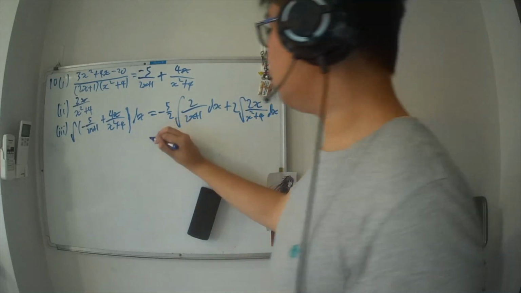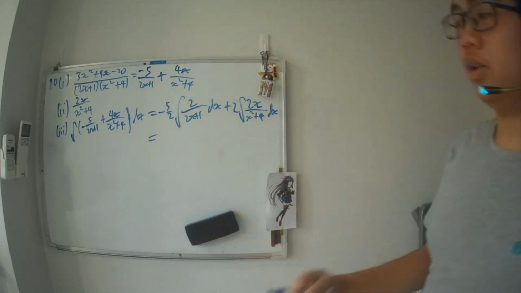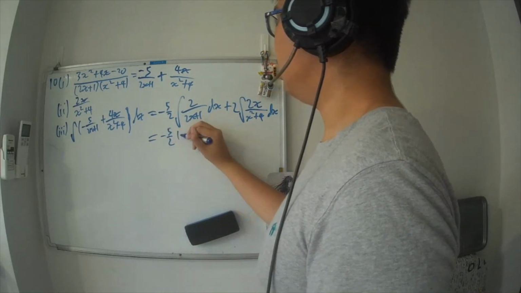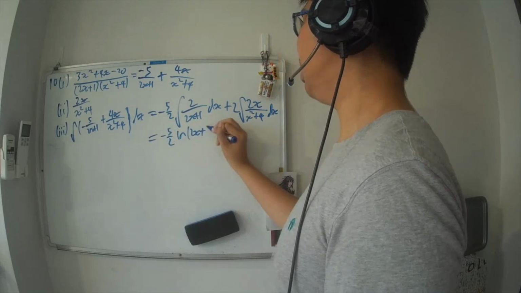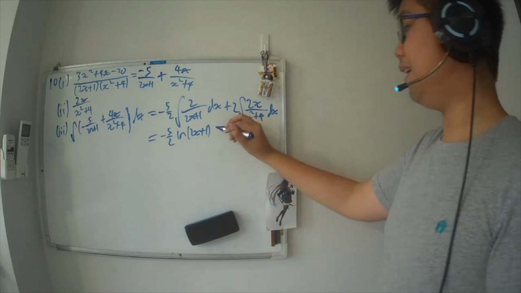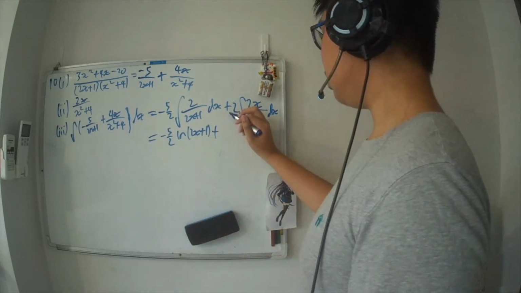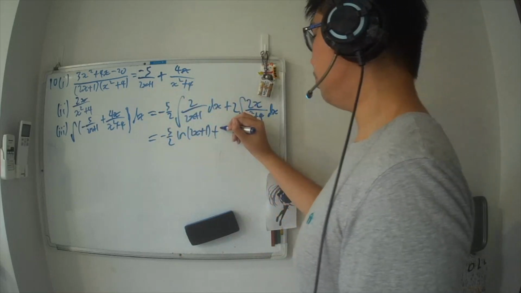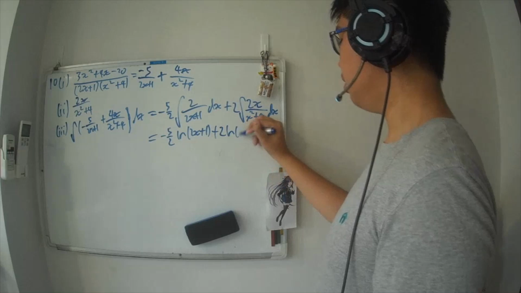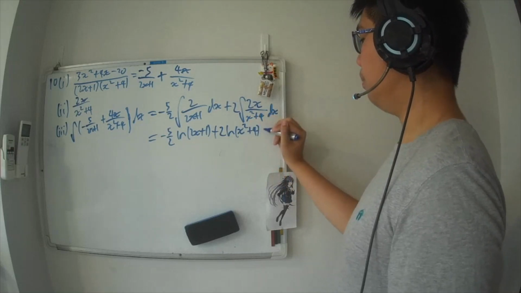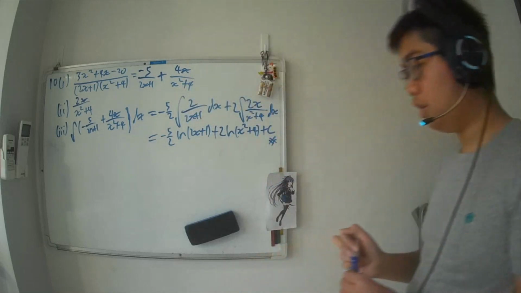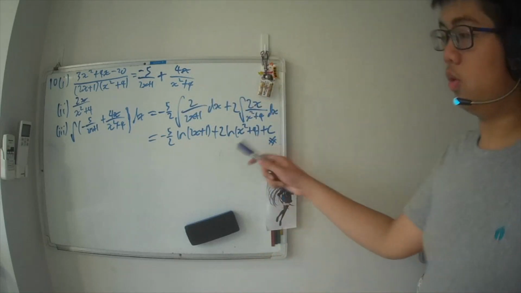So this is equal to, okay, this is negative 5 over 2 ln of 2x plus 1, right? Then plus, yeah, so 2 times of that, so 2 ln of x squared plus 4 plus c, right? Yeah, that should be your integral. Okay?